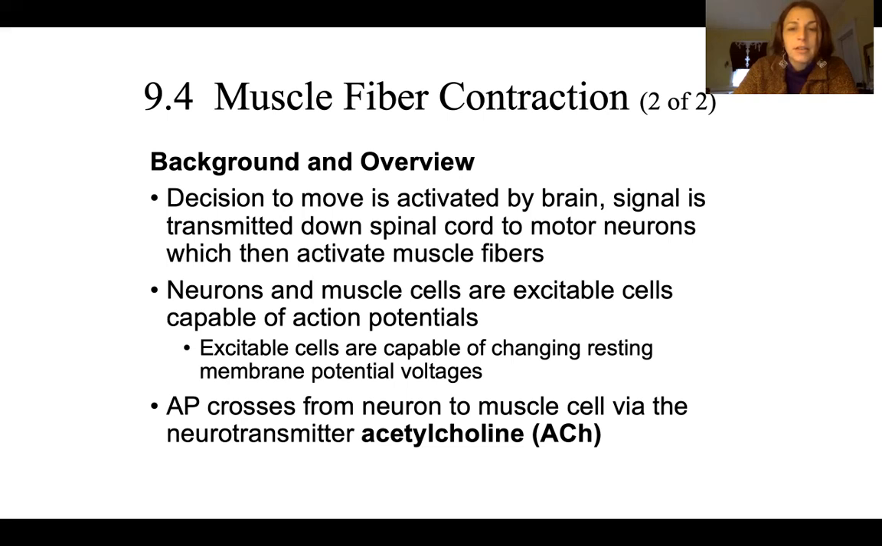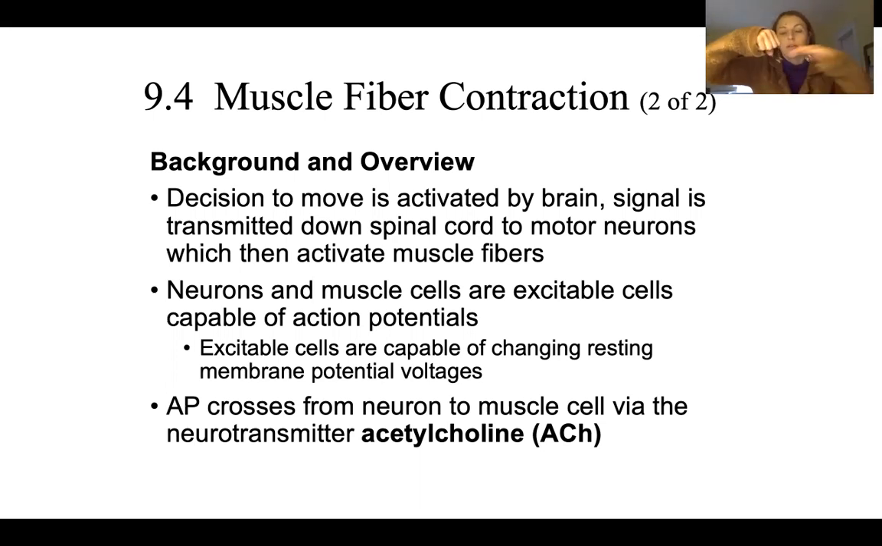The neurons and the muscle cells are excitable cells, so that's part of their form with their anatomical structure, right? They have the ability to be excitable, the excitation, right? So they can change the resting membrane potential voltages. So the resting membrane has a charge, and that's measured in volts, so that's the voltage. And a change in the regular voltage is what causes the action potential to move. So the action potential crosses the neuron to the muscle cell.